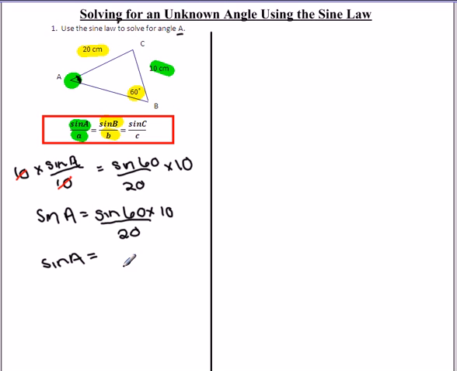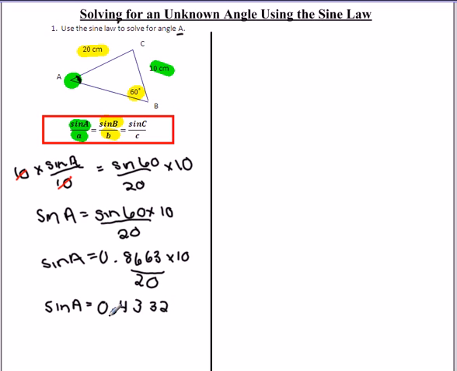When we do this on the calculator, we get that sine of 60 is 0.8663. And we'll keep this to 4 decimal places for accuracy. We keep our times 10 divided by 20. So what we can do now is put this whole right-hand side into our calculator. 0.8663 times 10 divided by 20. We get sine of A equals 0.4332.